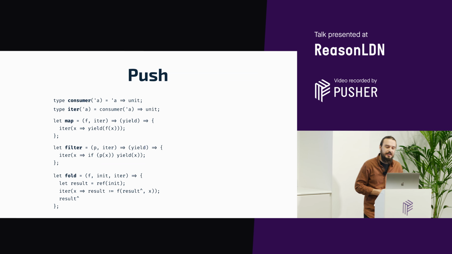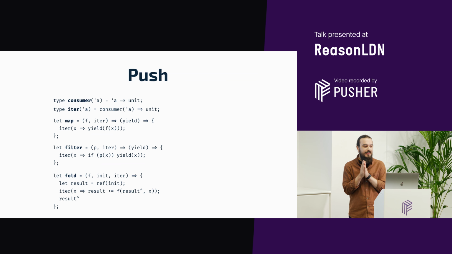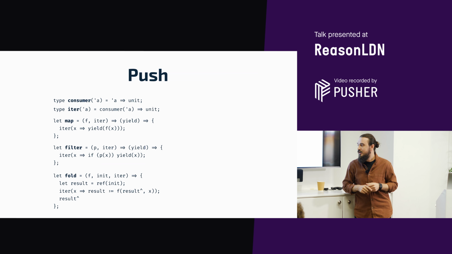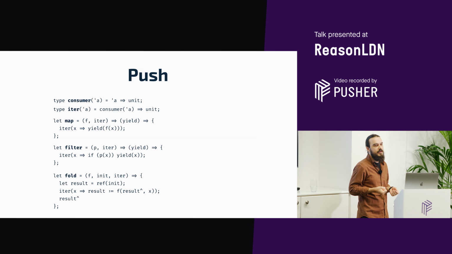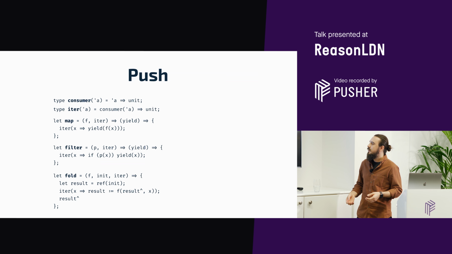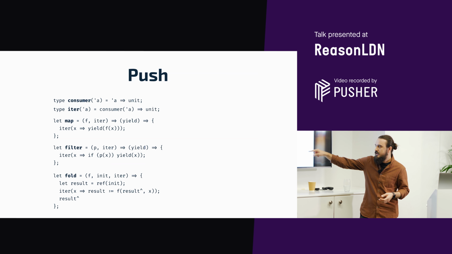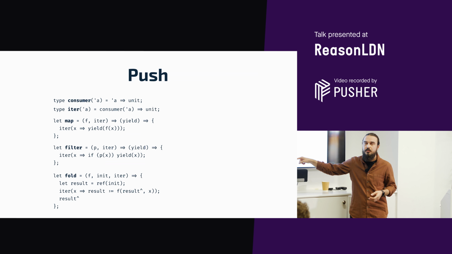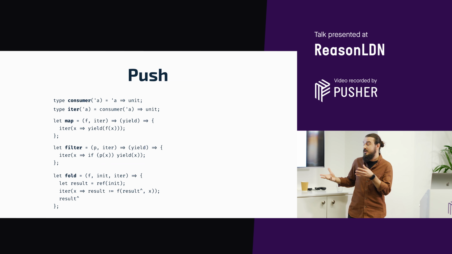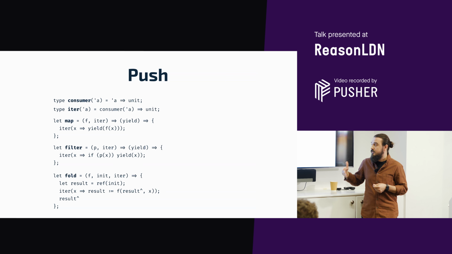OK, so fold is interesting because fold requires us to use mutation. We have this consumer that we pass to iter, but there's no way for us to extract any values from it. It's a sink, essentially. It's a black hole again. So we know that whatever we put inside that iterator consumer will happen, but there's no way for us to extract values. Well, turns out there is, by using mutation.